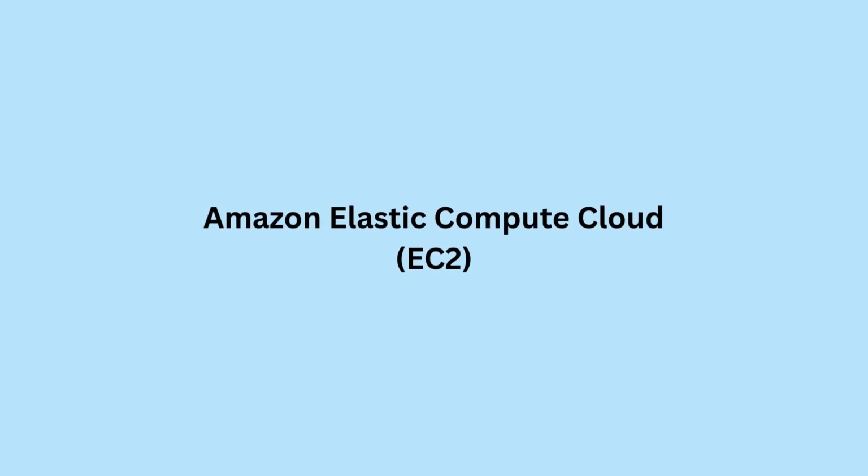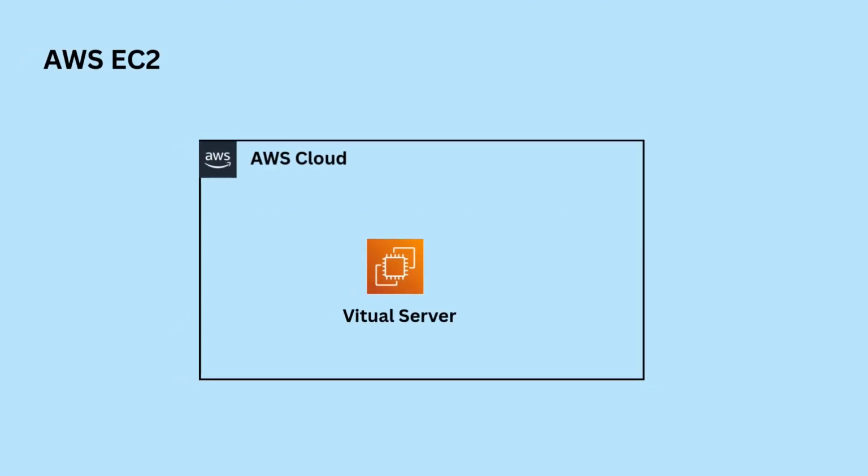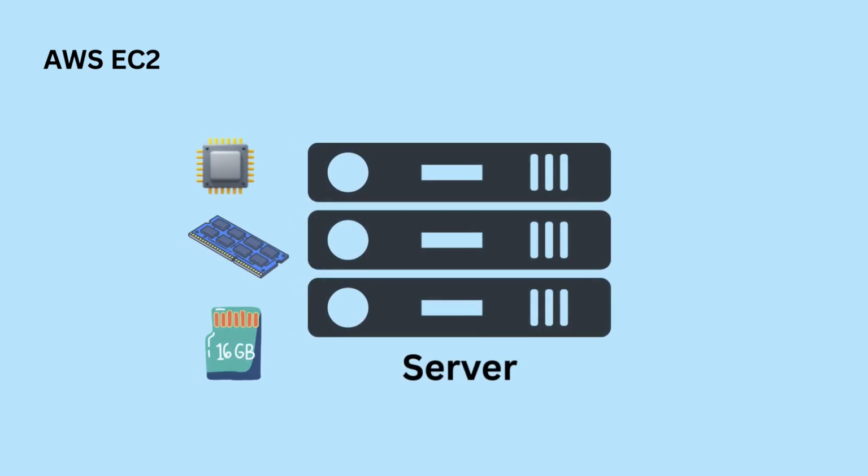This is day 4 of 30 days AWS series, and in this video we will learn about Amazon Elastic Compute Cloud, which is also known as EC2. So AWS EC2 service provides us virtual servers on AWS cloud. A server is basically a computer which has more number of CPUs and large amount of storage and RAM.